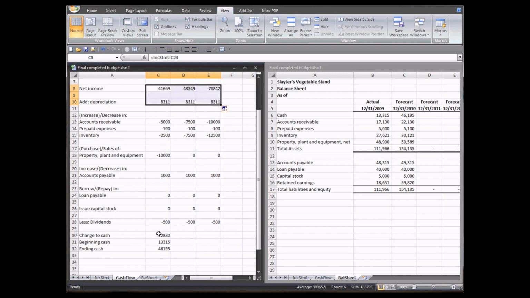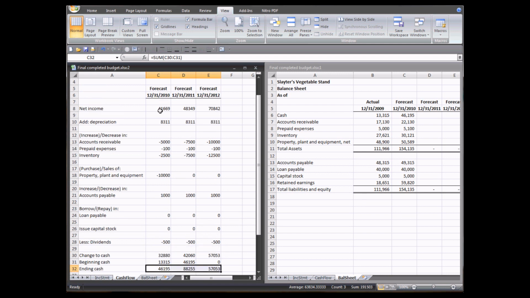And down here, my change to cash is just a formula, adding up those numbers from above, so I'll pull that across. My beginning cash was coming from the balance sheet, and that should still work, so I'm going to copy that across. And my ending cash is a formula adding my change to cash and beginning cash, so I can pull that across.